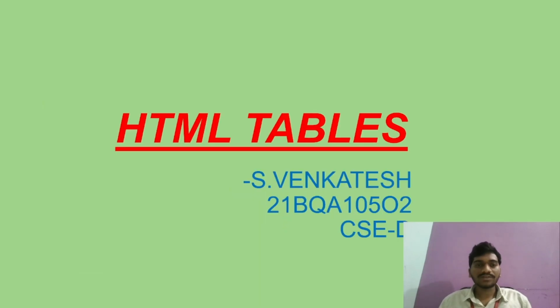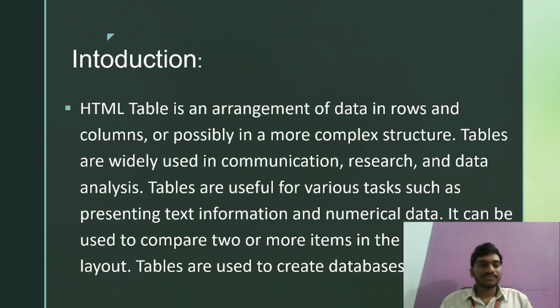Today we're gonna discuss HTML tables. Introduction. First, an HTML table is an arrangement of data in rows and columns, or possibly in a more complex structure. We can arrange the data in the form of rows and columns, and tables are widely used in communication, research, and data analysis.